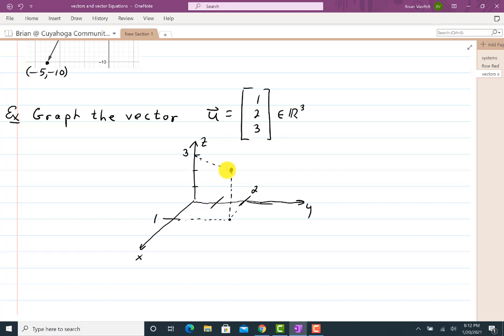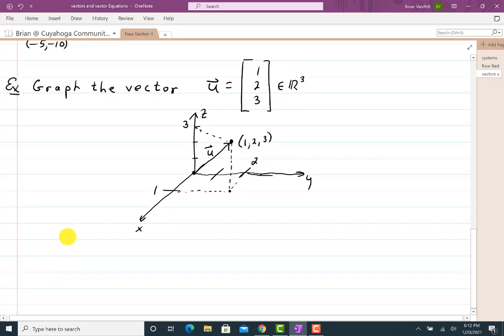Now what is the vector? This point that I put there is the point (1, 2, 3). The vector that I'm trying to graph starts at the origin and draws a line segment until you get to that point, and there's the arrow. That thing is u. You can see graphing in 3 dimensions gets complicated very fast, so I try not to do it very much.